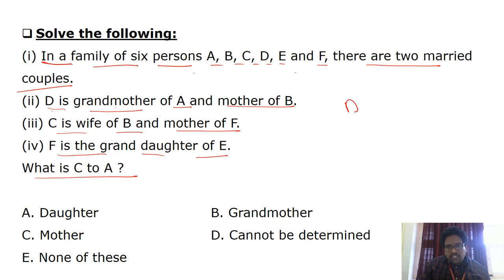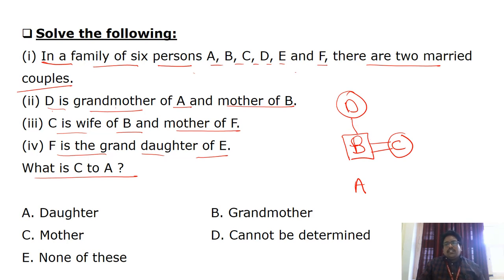So what is the gender of D? It's female and she is the grandmother of A. So there is one more person in this, C, and mother of B. Who is the mother of B? D. So I can say B might be father or mother of A. That's it. No issues. Next, C is wife of B. Good. When C is wife of B, obviously B will be male.